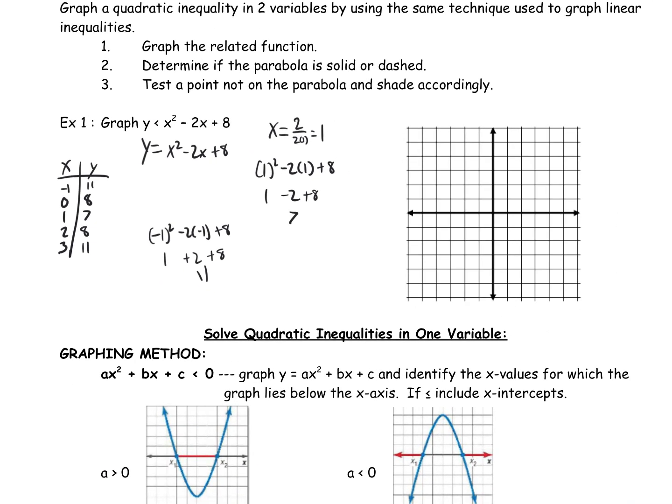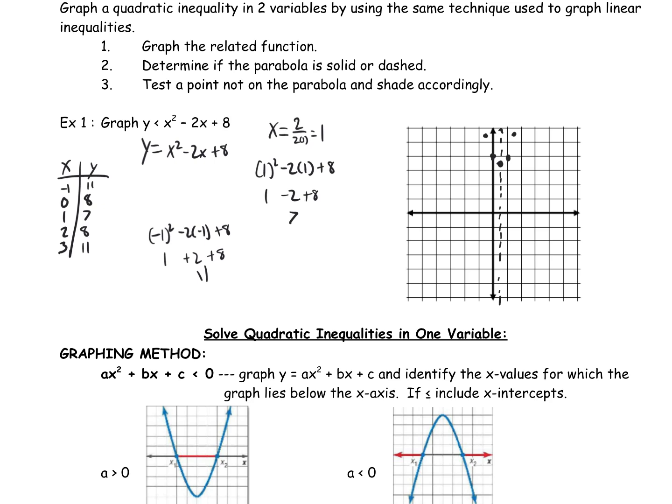Now, my graph on this only goes up to 6 spaces. So I'm going to need to make every space worth 2. So my axis of symmetry is going to be at the x value of 1. My parabola is going to have a vertex of 1, 7. So 2, 4, 6, 7. Put the vertex there. And then we can plot these points. 0, 8, 2, 8, negative 1, 11, and 3, 11. So that's step one. We graph the related function.